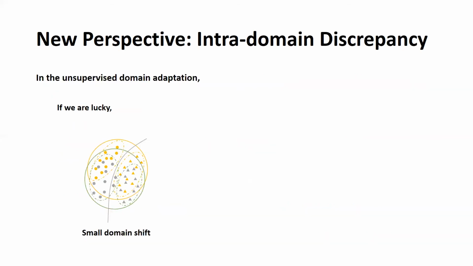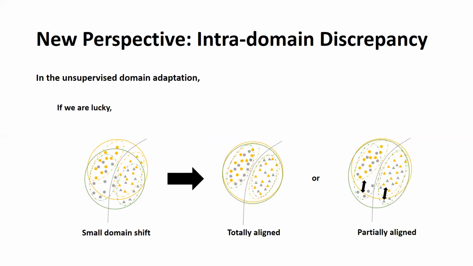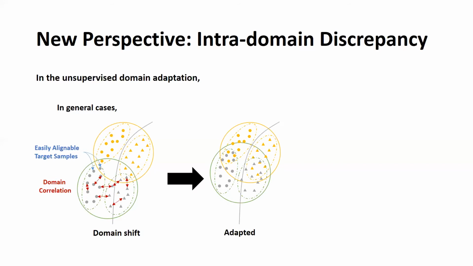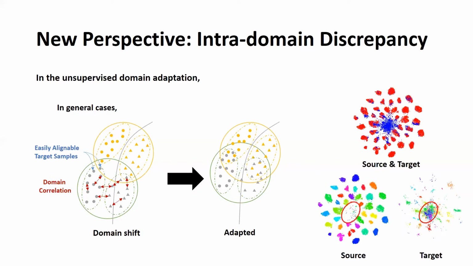Thus, in the unsupervised domain adaptation problem, if we are lucky, so that we have little covariate shift or label shift, then perhaps the source and target domains can be totally or partially aligned. But in general, the feature distribution of the target domain often tends to preserve the unique correlation of the domain, except some easily alignable target samples, as shown in the t-SNE visualization.